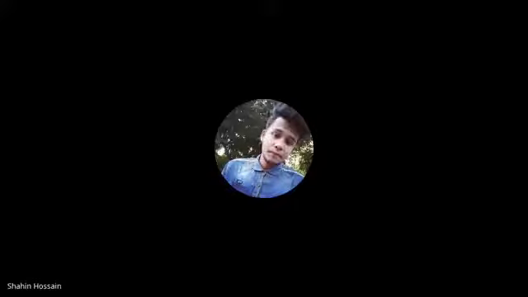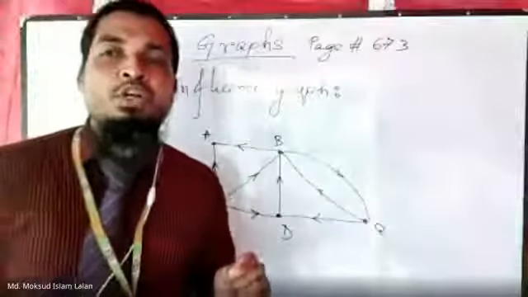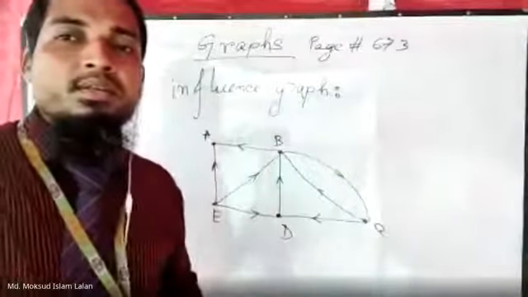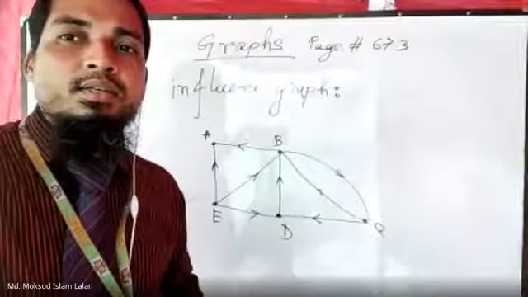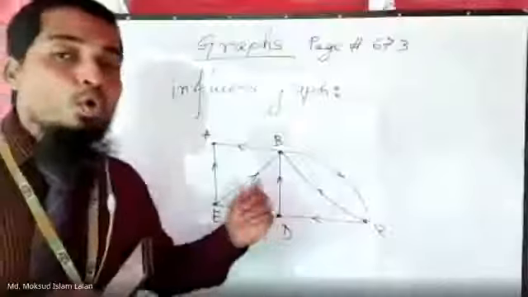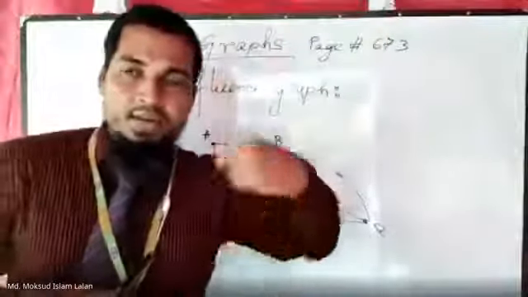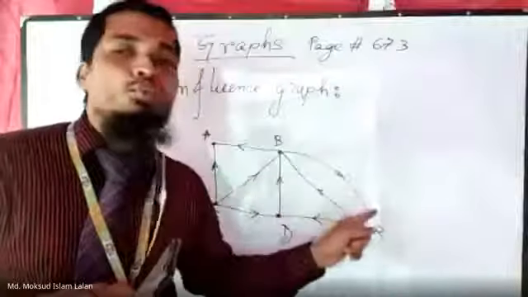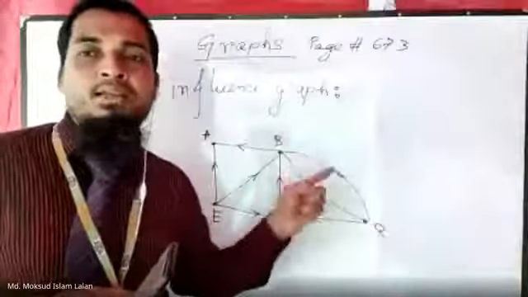No, it is not called a loop, because it is two different vertices. Actually, a loop means itself, right? You cannot say this is a loop. There are two different vertices.